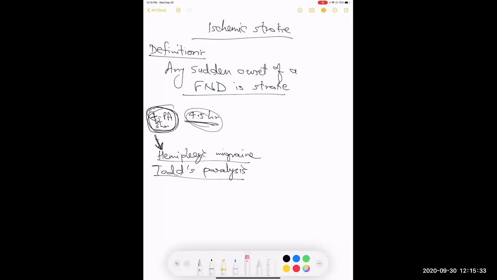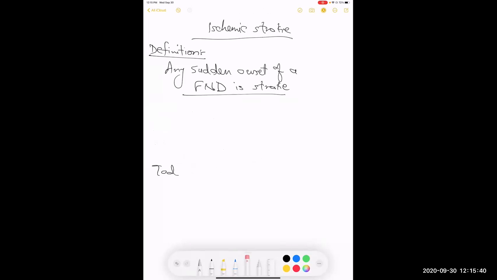So stroke is defined as any sudden onset of a focal neurological deficit. One minute the patient is fine, the next minute patient has some weakness or sensory symptoms or visual problems. That is stroke until proven otherwise. So that's the definition of stroke.